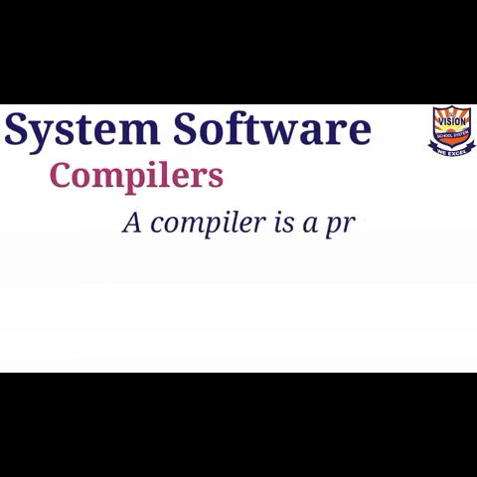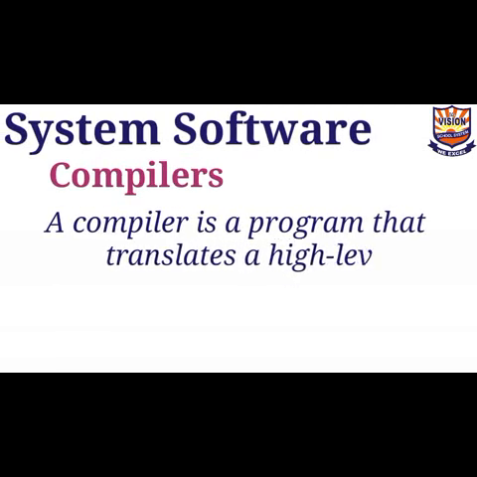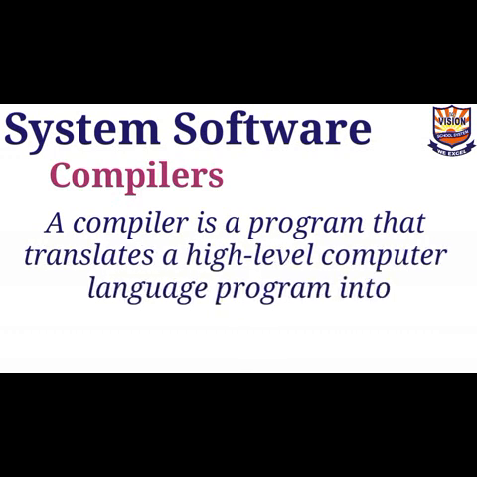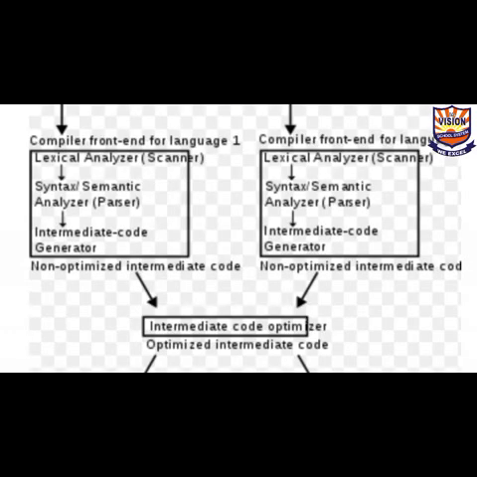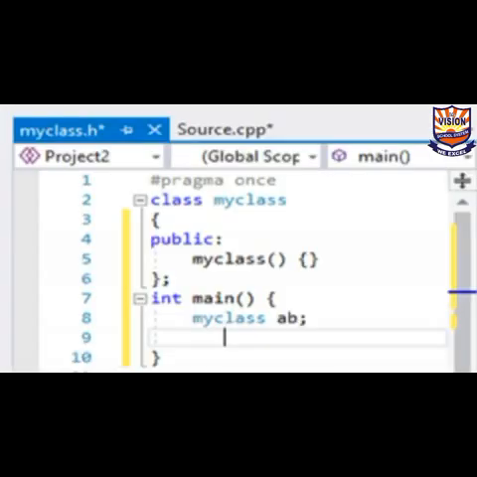A compiler is a program that translates a high-level computer language program into a machine language program. The compiler first reads the whole program and then at one go translates it into machine language.